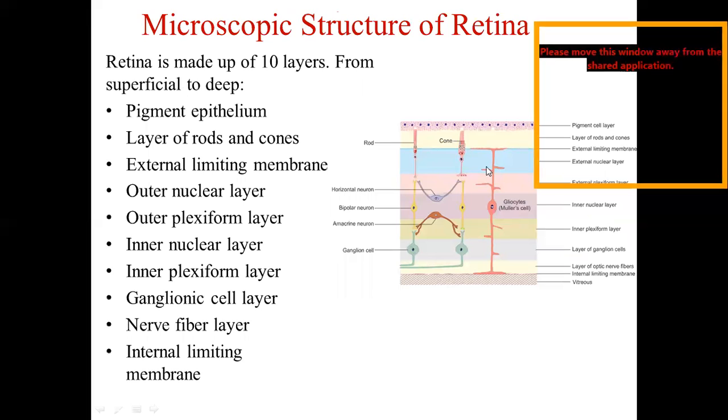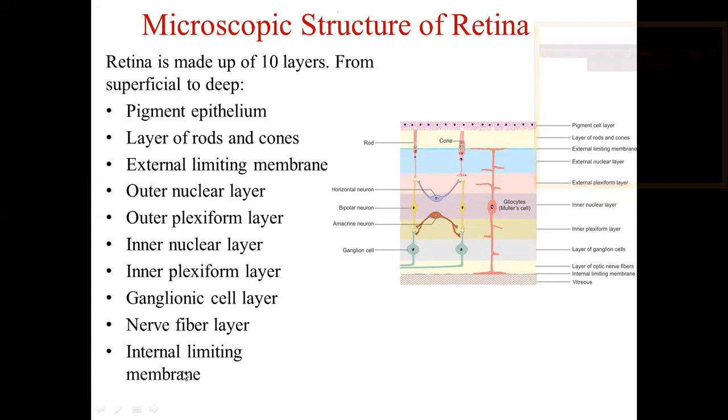So if you see the microscopic structure of retina, it is made up of almost 10 layers. It is an important inner coat, coating the innermost aspect of the eyeball. And some books may have described 9 coats, some they skip this last layer. So they describe 9 layers.